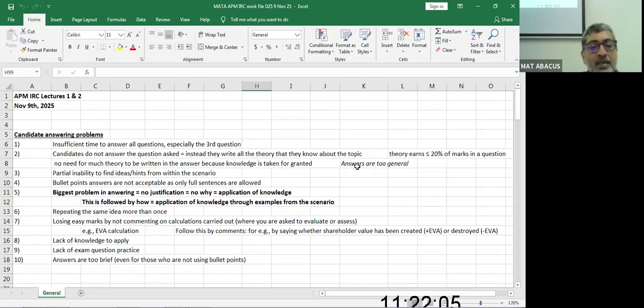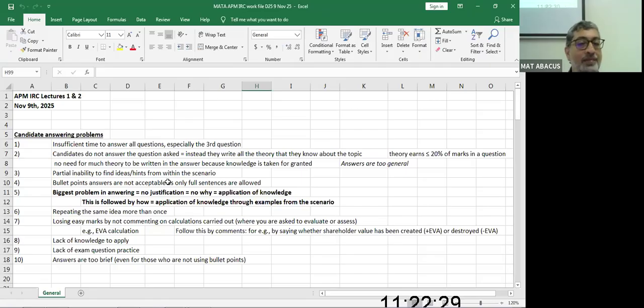Another problem, then, is that answers are too general. Answers are too general means the students are making points, but they're not relating them. The R is missing, relating it to the scenario. So then we know it's too generic. That's why the examiners say general. There's a partial inability to find hints or ideas from within the scenario. This is due to lack of practice.